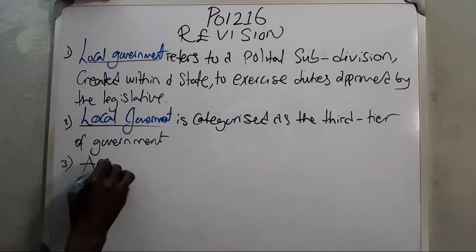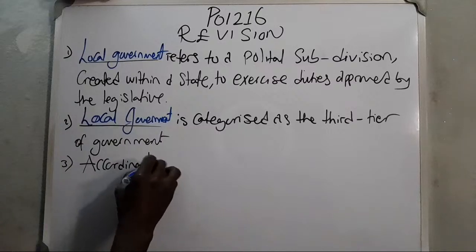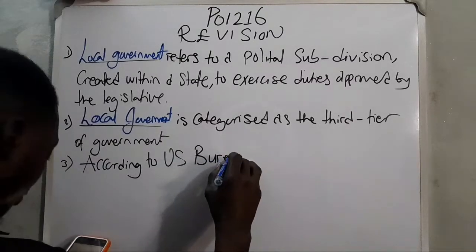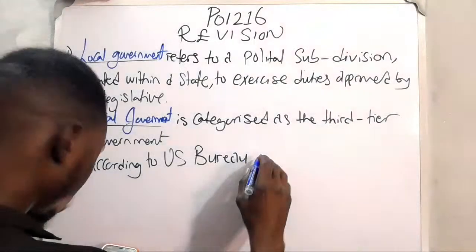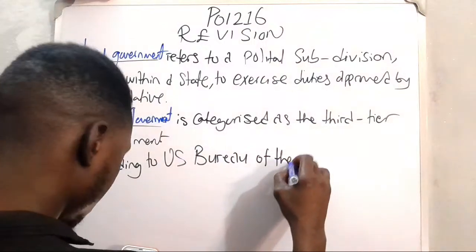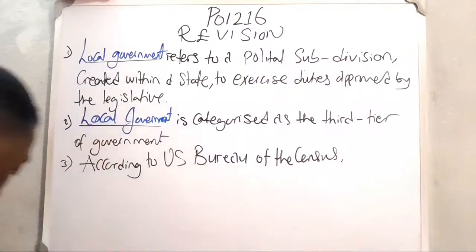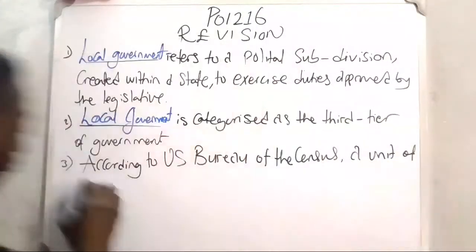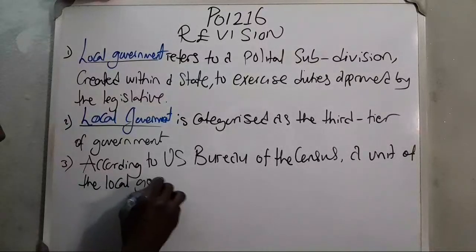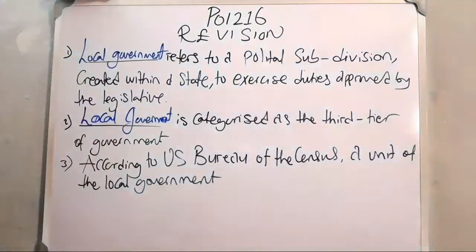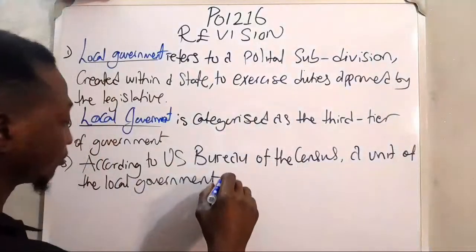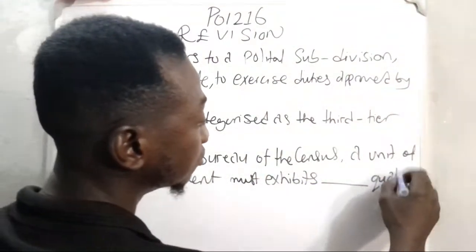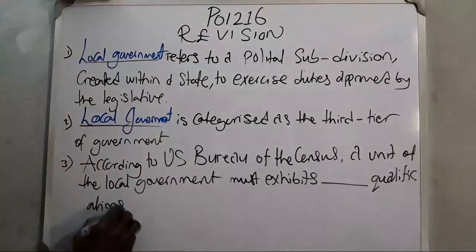Now, according to US Bureau of the census, a unit of the local government must exhibit dash qualifications.